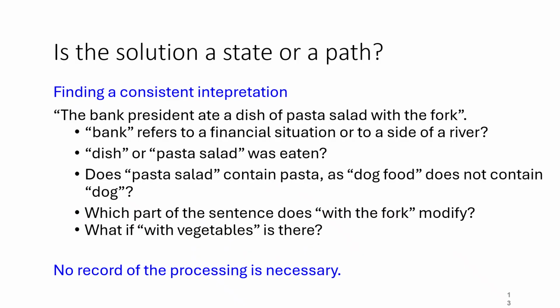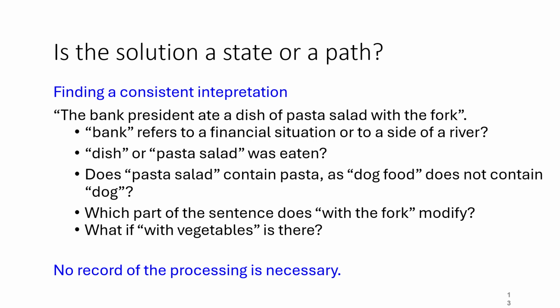Now our next problem characteristic is the solution: a state or a path. This characteristic helps us decide what form the solution should take in an AI problem. There are two possible forms of solution. One is solution as a state, which means only the final answer matters. We are not considering how we reach the solution. Intermediate reasoning steps are not required, and there is no need to record how the solution was reached. Only the final result is considered.